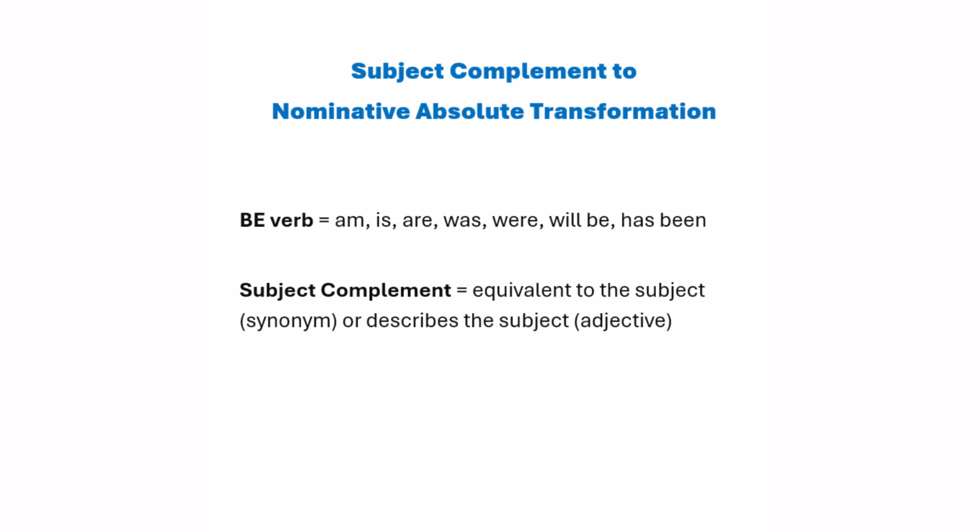What's common about all the following examples is that they have a be verb followed by a subject complement. What's a be verb? I am, she is, we are, he was, they were, she will be, she has been. A subject complement is simply what follows a be verb. It means that what follows the be verb is equivalent to the subject. It's a synonym, or it describes the subject, like an adjective.